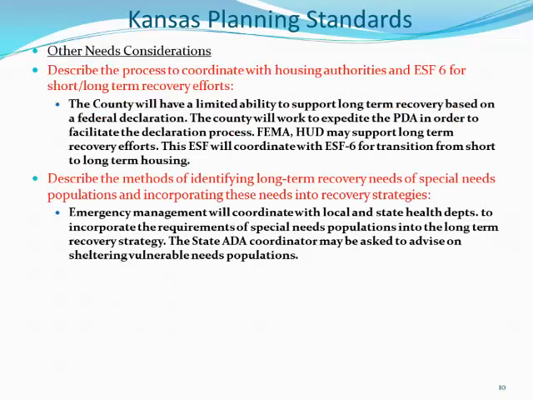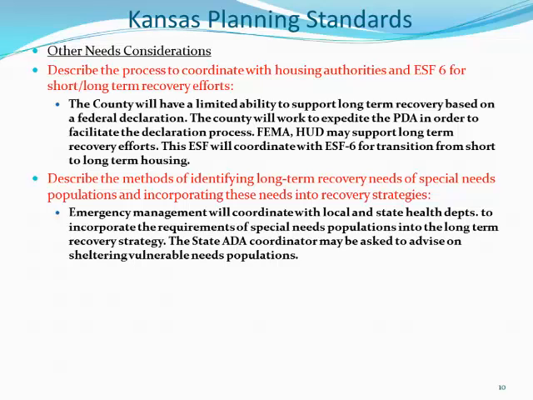Okay, the next item that we talk about is other needs consideration. We ask for you to describe the process to coordinate with housing authorities and ESF 6 for short or long-term recovery efforts. We know that after a disaster, there's going to be issues related to ESF 14 and ESF 6 that are going to require some housing to be set up. And so a lot of people have said that the county has a limited ability, and a lot of the rural counties especially are going to have very limited resources when it comes to supporting the long-term recovery effort.